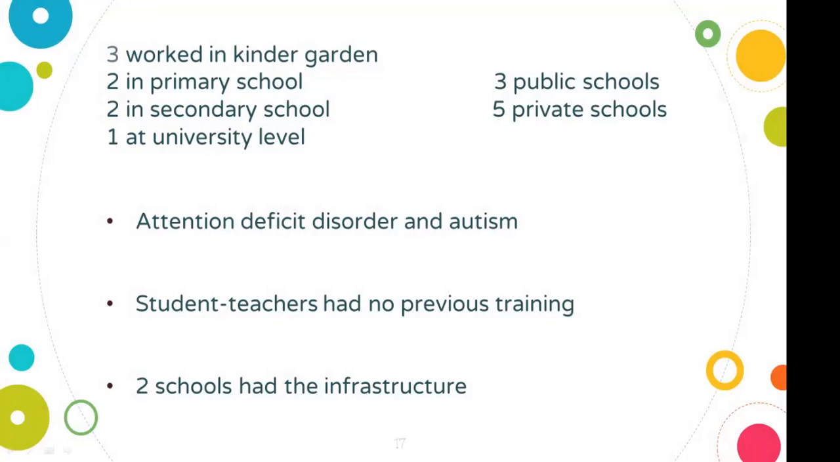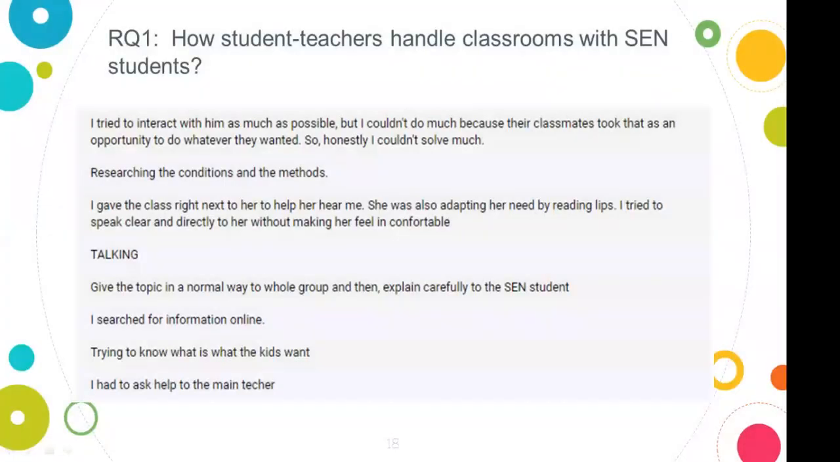The 8 of them were 3 in a public school and 5 in private schools. 3 work in kindergarten, 2 in primary school, 2 in secondary school, and 1 at university level. The main problems they identified were attention deficit disorder and autism. Something we need to mention is that a student teacher had no previous training to teach students with special education needs, and 2 schools had no infrastructure. They mentioned that, even though the school had students with special education needs, they didn't have the conditions.